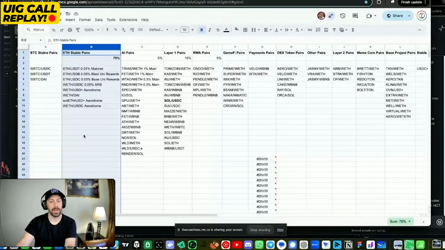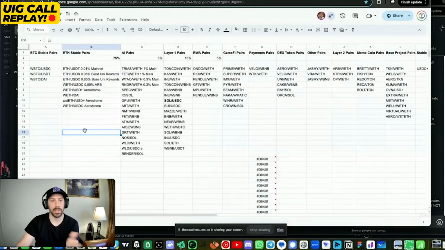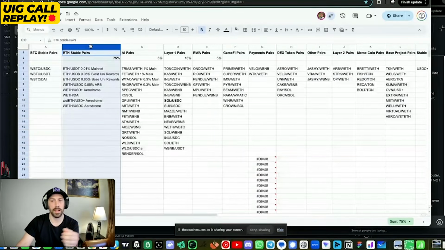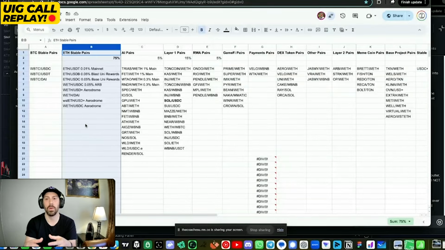Well, in Fast Track, we use this nice little cheat sheet. This is something that I built that shows all of the pools that I've been in over time. We're going to start here with ETH stablecoin pairs. Our goal when we're building a foundation for our DeFi portfolios is to first be able to generate between 8 and 12% per month. So that's our first goal. We want to build that base.